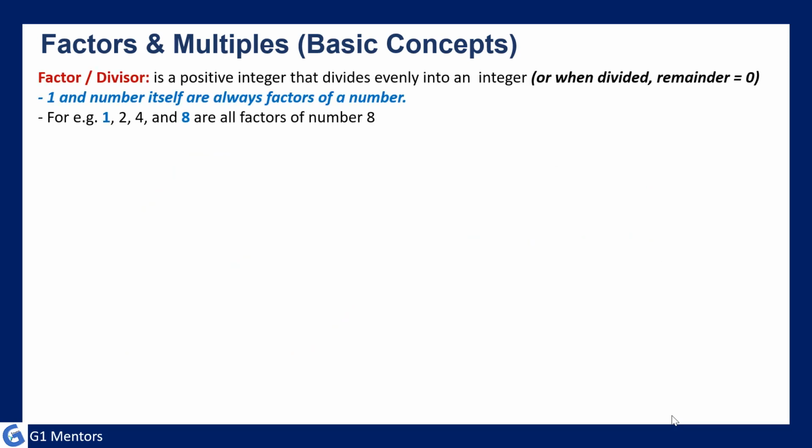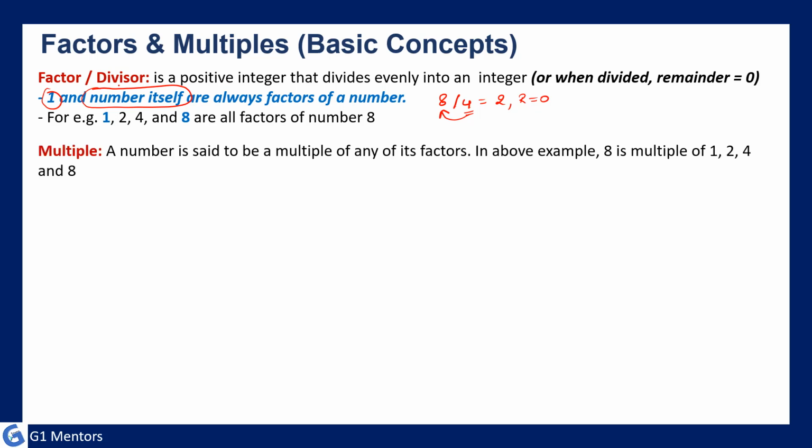So first let me tell you what is a factor or a divisor. A factor is a positive integer that divides evenly into an integer, or when divided the remainder is 0. 1 and the number itself are always a factor of a number. So for example, if 8 is divided by 4, the quotient is 2 and the remainder is 0. So 4 is a factor of 8. Similarly, 1, 2, 4 and 8 are all factors of 8. 1 and the number itself are always the factors of a number.